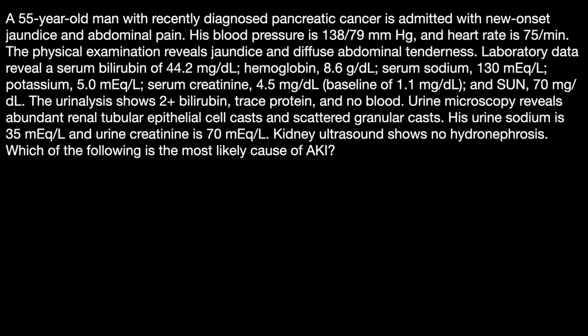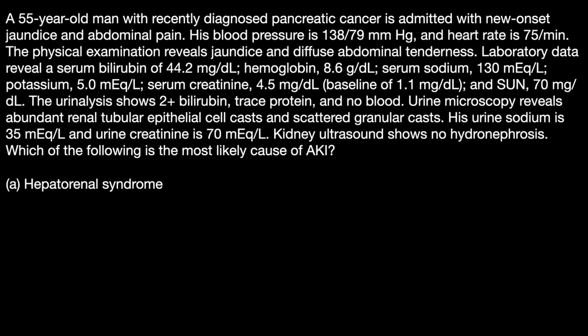His blood pressure is normal, heart rate is 75, physical examination reveals jaundice and diffuse abdominal tenderness. Lab data shows a bilirubin of 44, hemoglobin of 8.6, sodium 130, potassium 5, creatinine 4.5. The baseline was 1.1. Nitrogen was 70 and the urine analysis shows 2 plus bilirubin, trace protein and no blood.